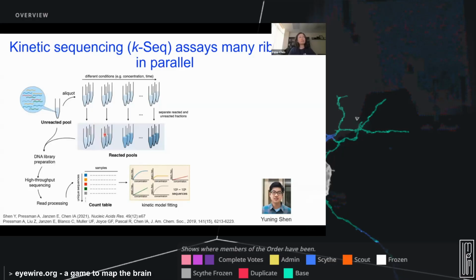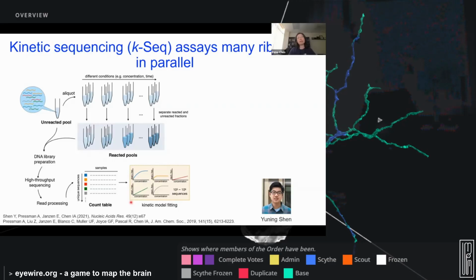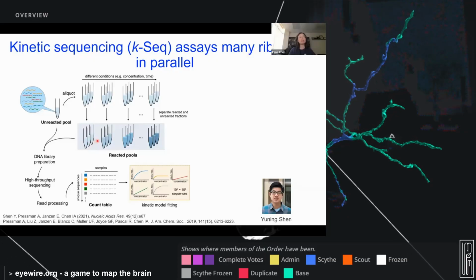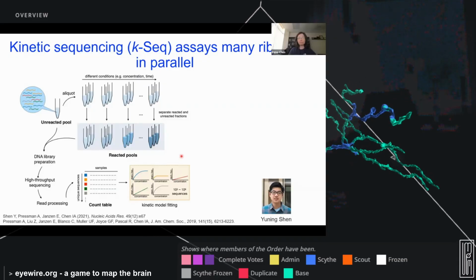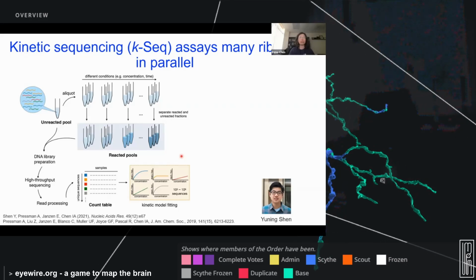So we had different concentrations of substrate. And then you can fit a kinetic curve to these sequences that you collect, the biotinylated sequences that you collect from each of these reacted pools. So this was a high throughput kind of assay for catalytic activity.